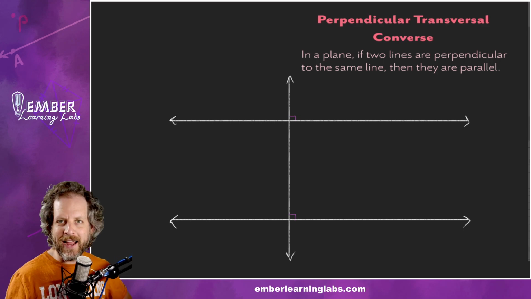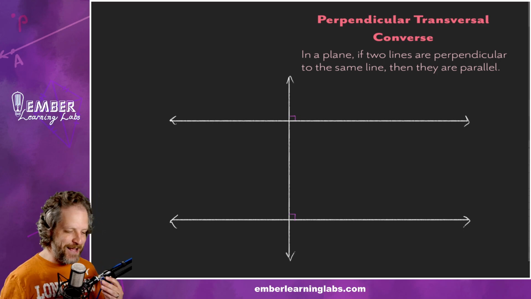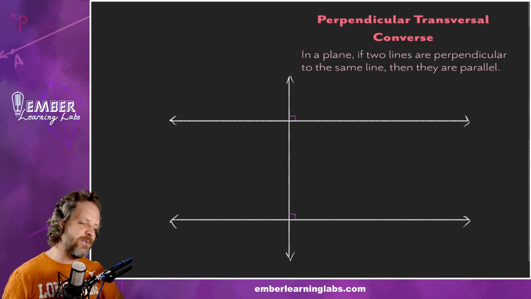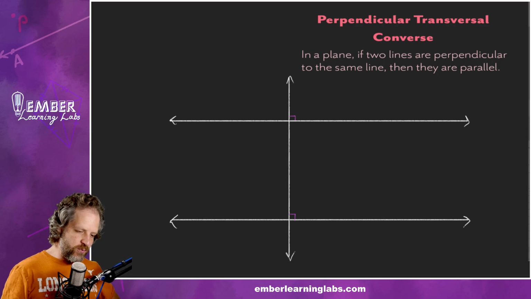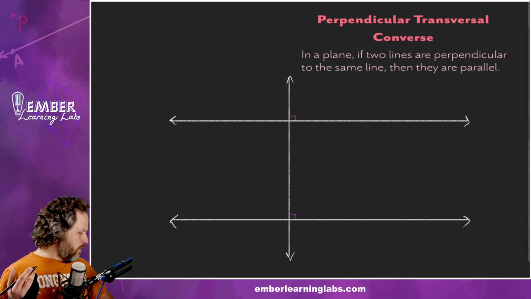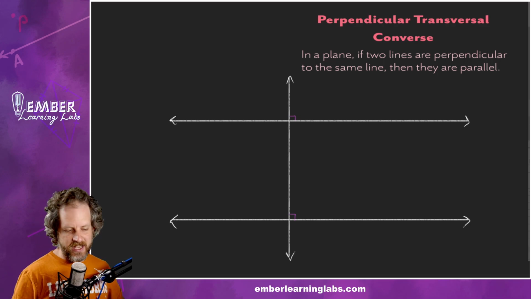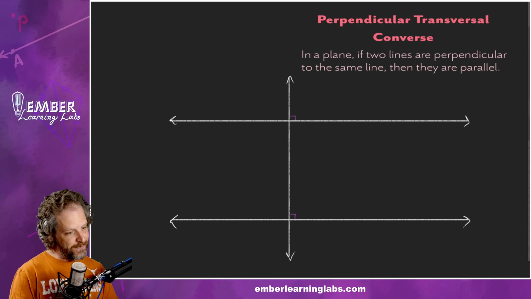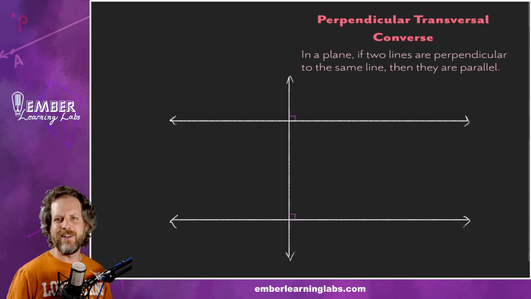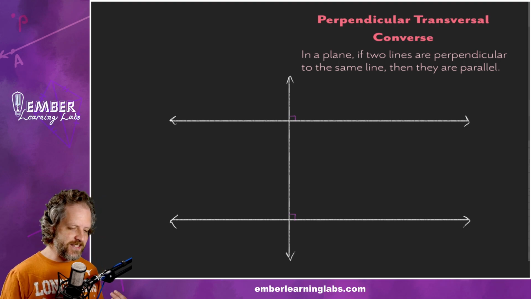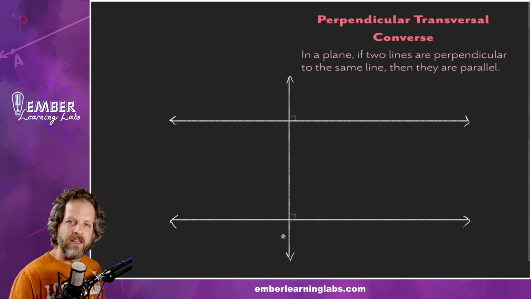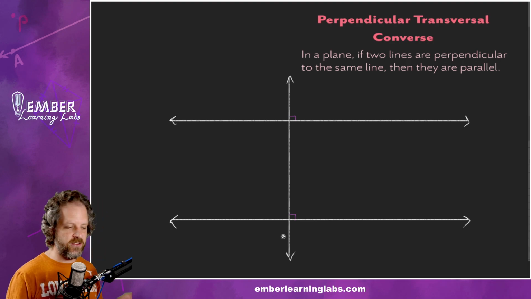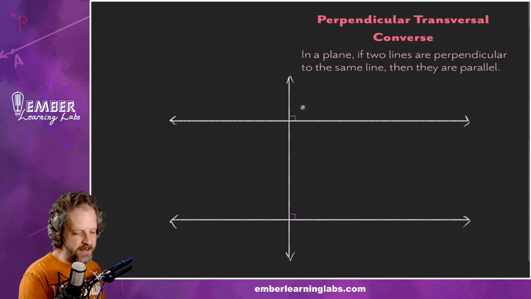I can read and I can remember what I'm trying to say. In a plane, if two lines are perpendicular to the same line, then they are parallel, right? And this is really, like I said when we first introduced the converse, this is kind of a continuation of the corresponding angles theorem or postulate as well. It's just making it more specific.